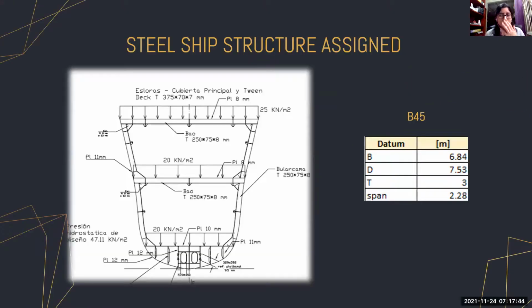So this is the frame that we were assigned to analyze. This is the B45 frame. As you can see, these are the main characteristics that we needed to analyze it. We were given a draft of 3 meters and a spacing between frames of 2.28 meters.